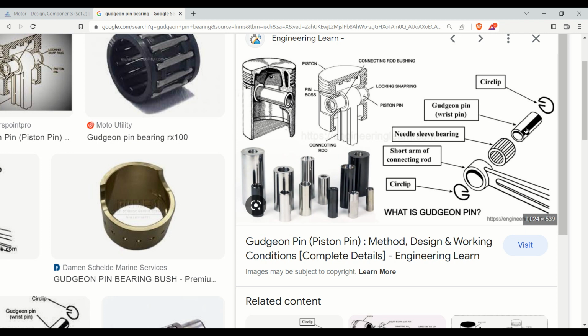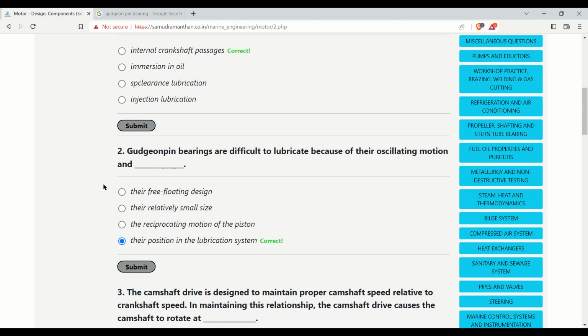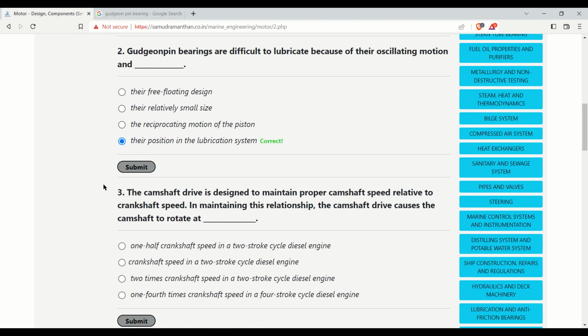And due to this position, lubrication is very difficult. A passage has to be built inside this piston rod through which lubricating oil passes and goes to these places. Hence it is very difficult to lubricate this due to its position. Now let's move to the next question.